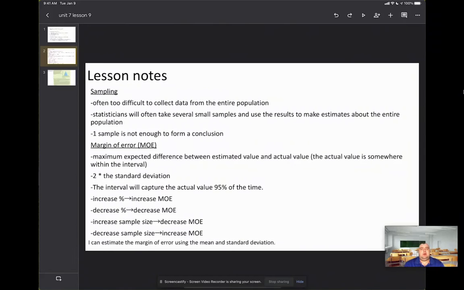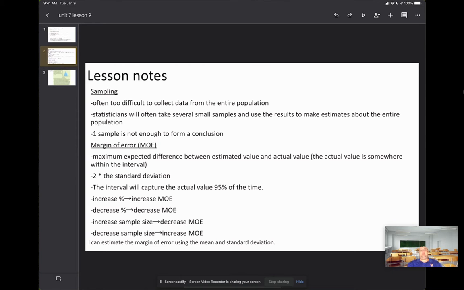Welcome back, everyone. We're going to jump ahead to lesson 9 now. And in this lesson, we're going to talk about sampling again. We've talked about sampling a little bit and the importance of how we collect samples. And then we're also going to start talking about margin of error. We've talked about samples before. Basically, the bigger your sample size, the less likely the results are to be biased.